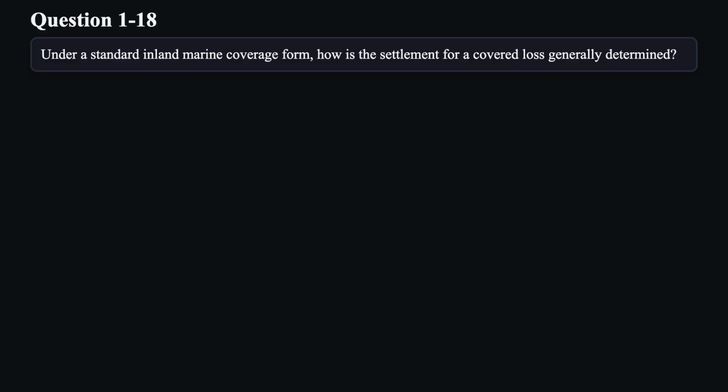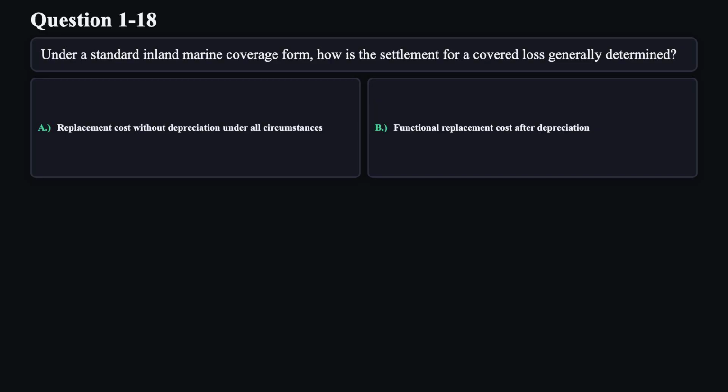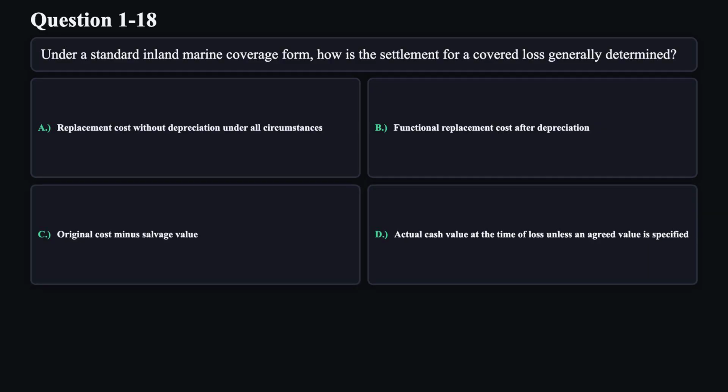Question 18. Under a standard inland marine coverage form, how is the settlement for a covered loss generally determined? A. Replacement cost without depreciation under all circumstances. B. Functional replacement cost after depreciation. C. Original cost minus salvage value. D. Actual cash value at the time of loss unless an agreed value is specified.